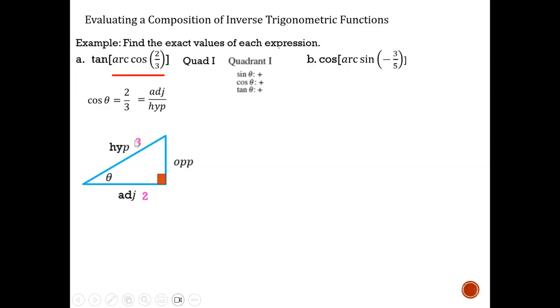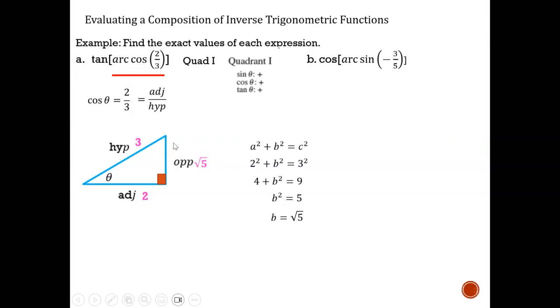The hypotenuse is going to be 3. So we're trying to find the opposite. How do we find it? By the Pythagorean theorem. So we have 2 squared plus b squared equals 3 squared. So 4 plus b squared equals 9. We subtract 4 from both sides, will give us 5. So b squared equals 5. If we take the square root, b is equal to square root of 5. So I found my opposite.